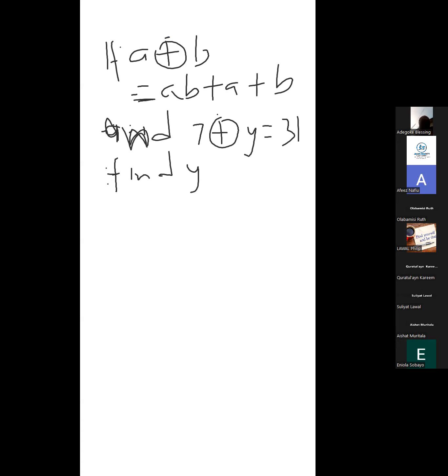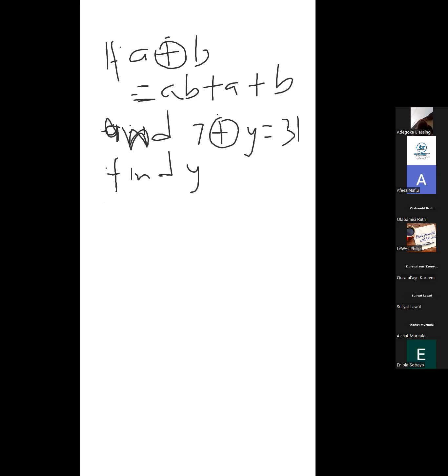The first thing you need to do is arrange 7 and Y in the order of A and B. So the solution is simple. Or do I have somebody who can tell me what to do? Do I have anyone who has an idea what to do? Okay, let me not. I can try. Oh, good. What's the name? Ruth. Okay, please go ahead. Let me see how you can demystify that. Go ahead, please.